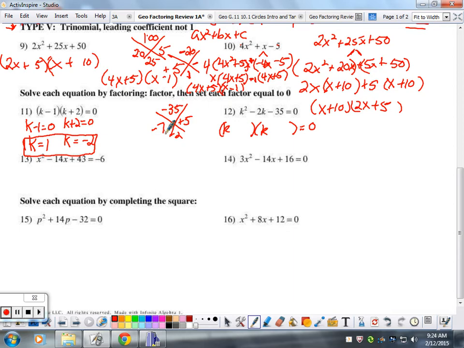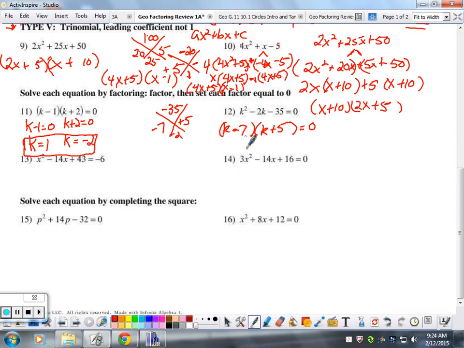1 and 35, no. 5 and 7, is that right? Keep going until you find one that works, and test it. Multiply and add. So that's minus 7 and that's plus 5. I can do a quick FOIL to check, that's fine. Okay, yep. And just check that you did it right.